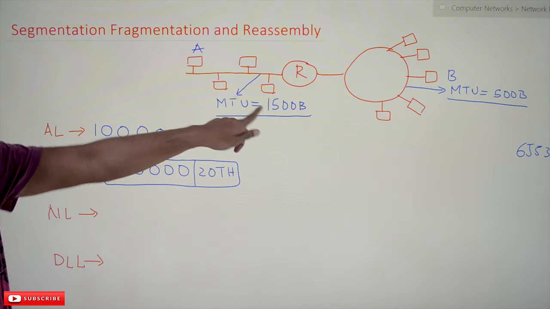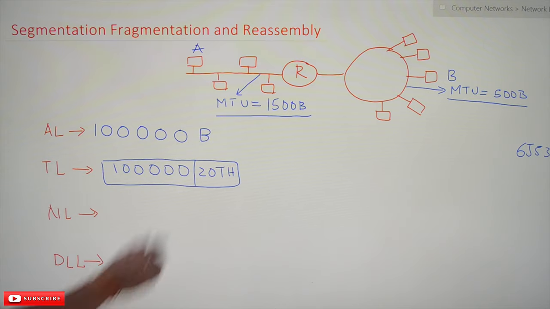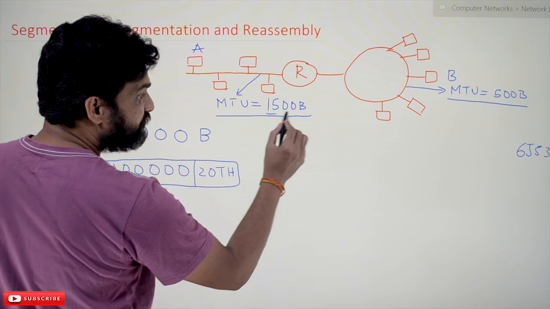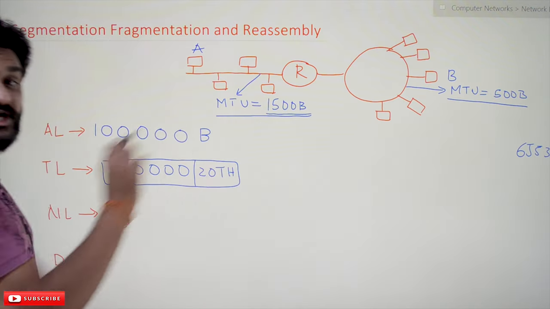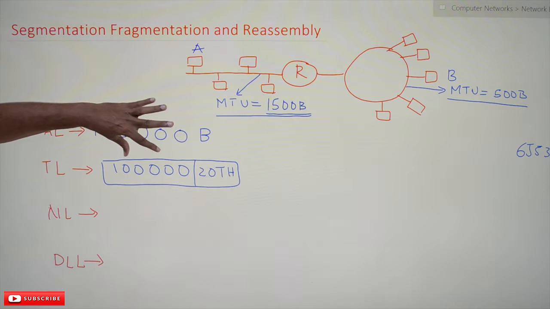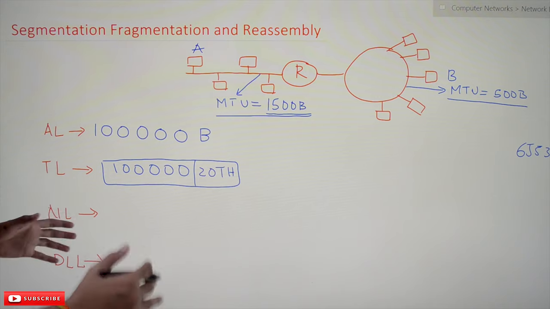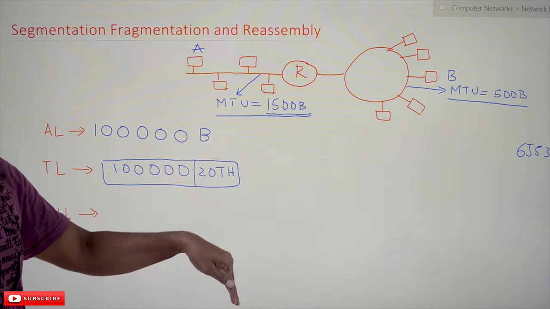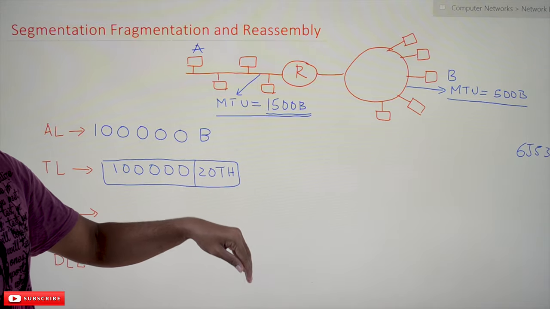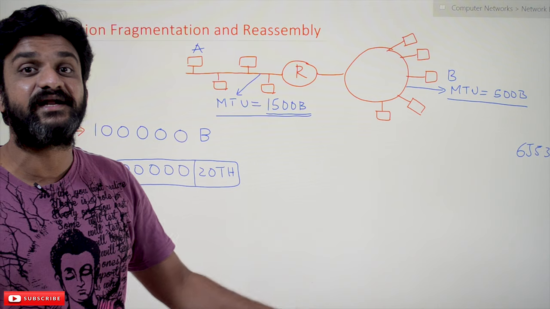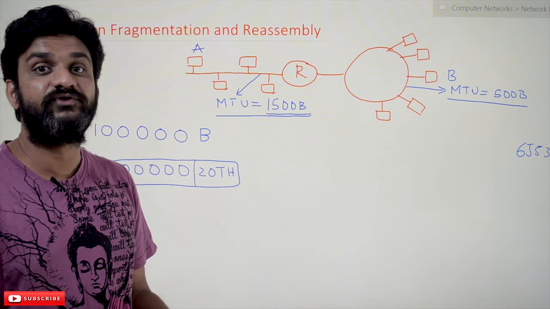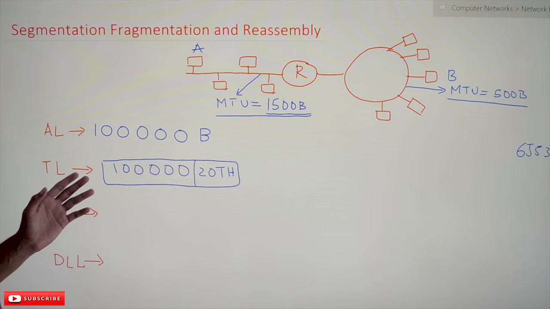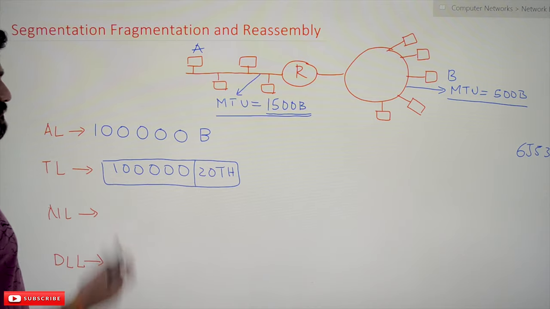And in the data link layer, the network's maximum transmittable unit is 1500 bytes. So the message of 1 lakh bytes cannot be transmitted into the network layer or to the network to which it is directly connected. So what we have to do is divide this entire data into small pieces. How can that happen?